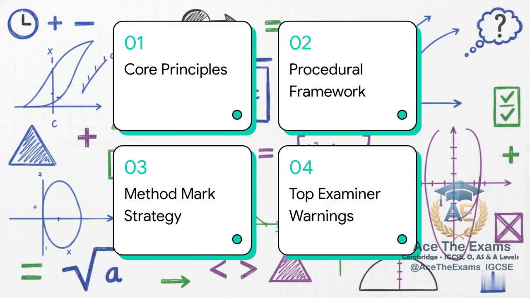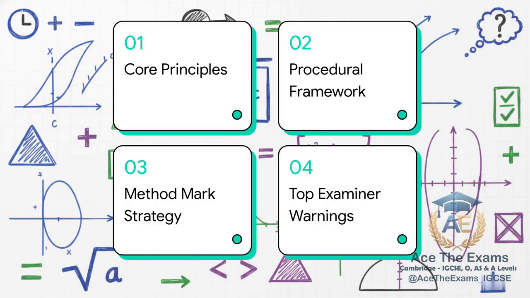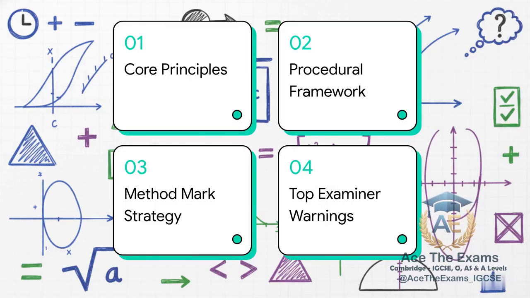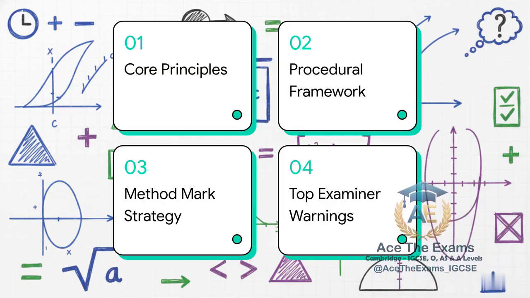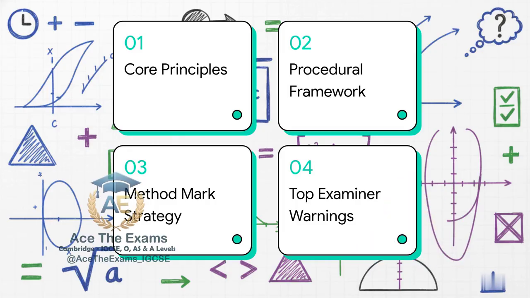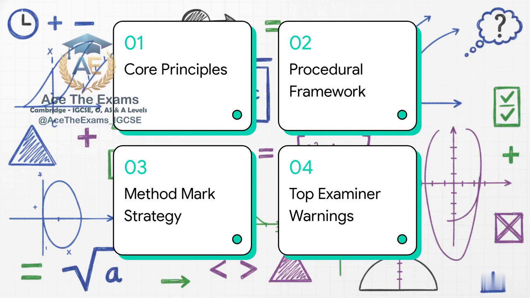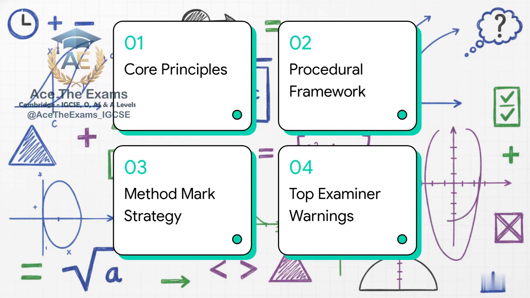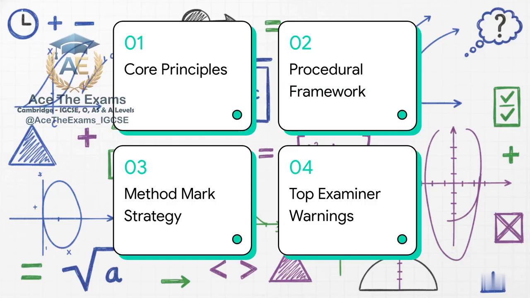Okay, let's bring up the launch roadmap on the central console. To get your trajectory perfectly aligned with examiner expectations, we will be clearing 4 distinct atmospheric layers today. Number 1, the core principles, where we establish the theoretical foundations and structural integrity of your math. Number 2, the procedural framework, which is the technical methodology and pre-flight checklist you must adopt. Number 3, the absolutely vital method mark strategy, which is essentially your fuel conservation protocol. And finally, number 4, top examiner warnings. We are going to look at real-world telemetry from past missions to keep you out of the most common gravitational traps. Let's get this bird off the ground.